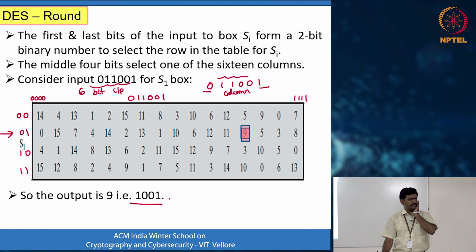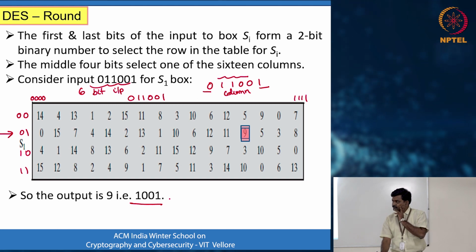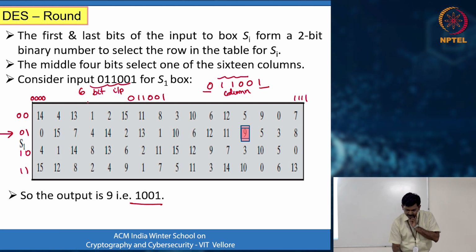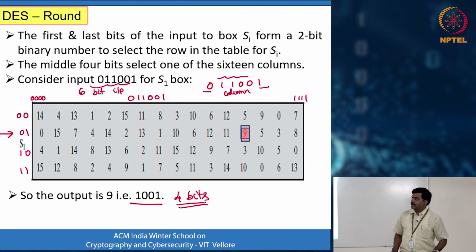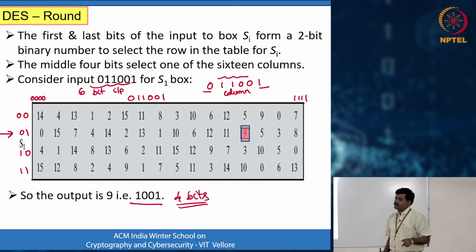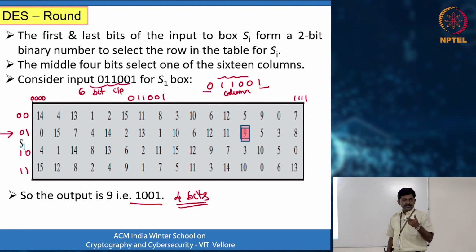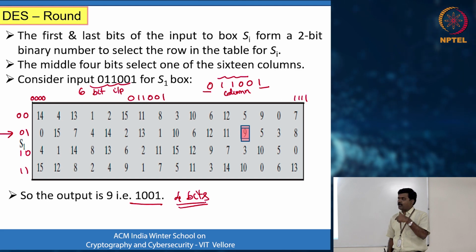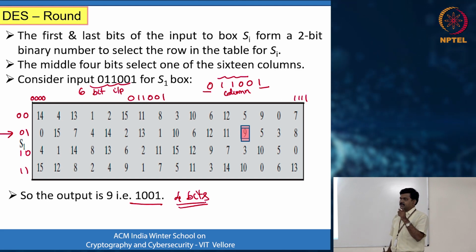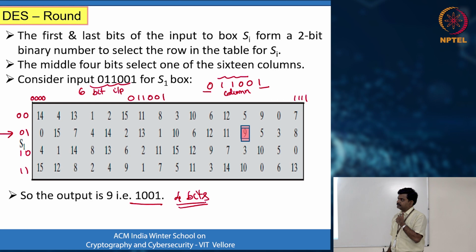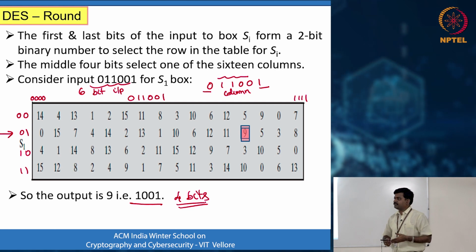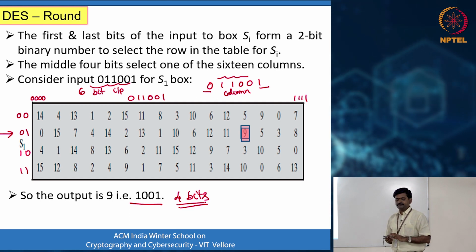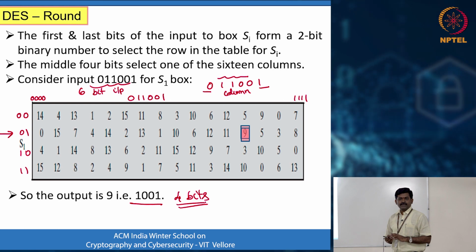This is your output. So how many bits are given? 6 bits are given, now producing 4 bits. Like this, how many boxes do you have? 8. Each box is taking 6, 8 into 6, and each box is producing 4, 8 into 4. Right.